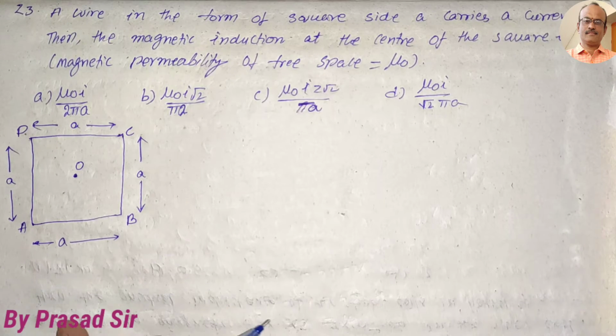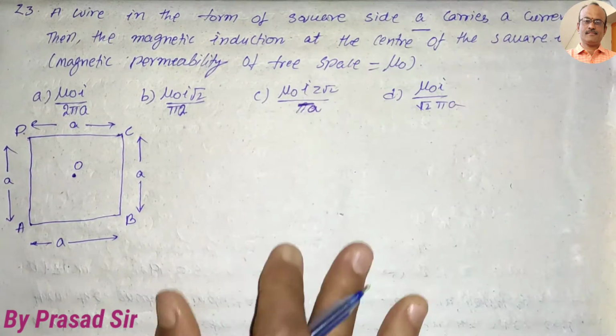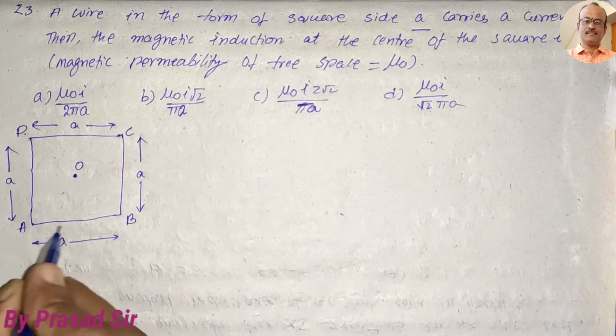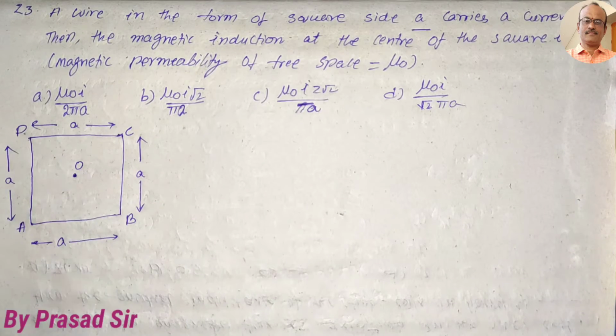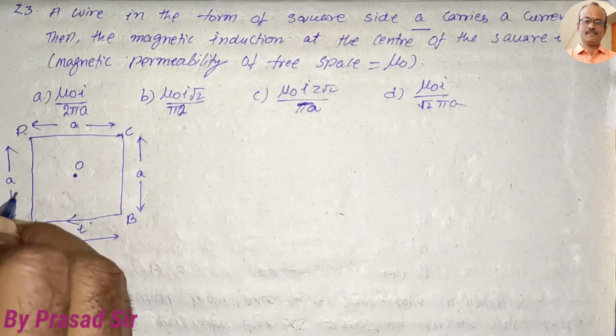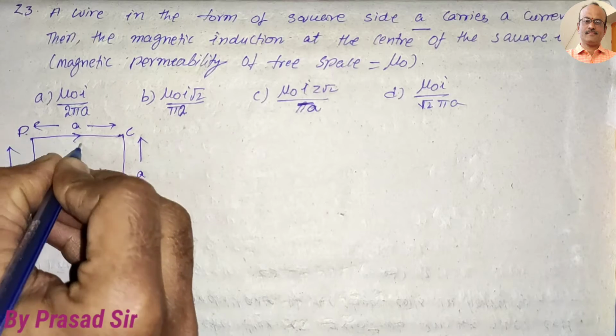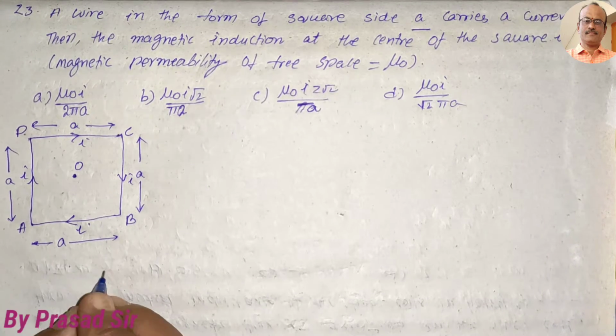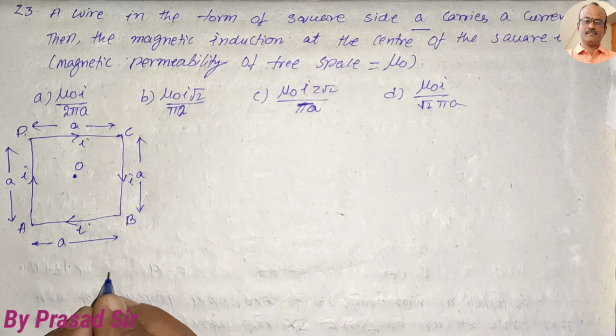Now the question number 23. A wire in the form of a square of side A carries a current I. Then the magnetic induction at the center of the square is how much? Magnetic permeability of free space is given as mu naught. So ABCD is a wire, formed as a square. The current flowing through the wire is I, and the side we are taking is A. I want to find the magnetic field of induction at the center of the square.